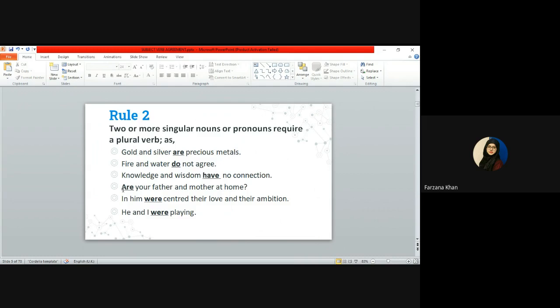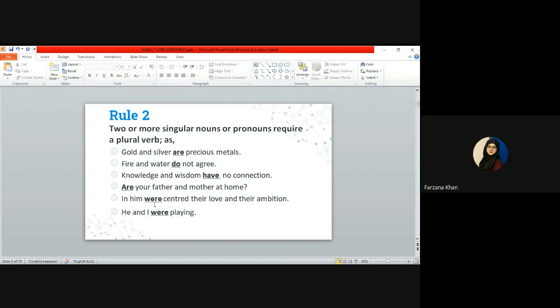In the next example, you can see, are your father and mother at home? Mother and father, again two singular nouns have been joined by the conjunction and. That's why our subject is father and mother. So we will go for the plural verb are.